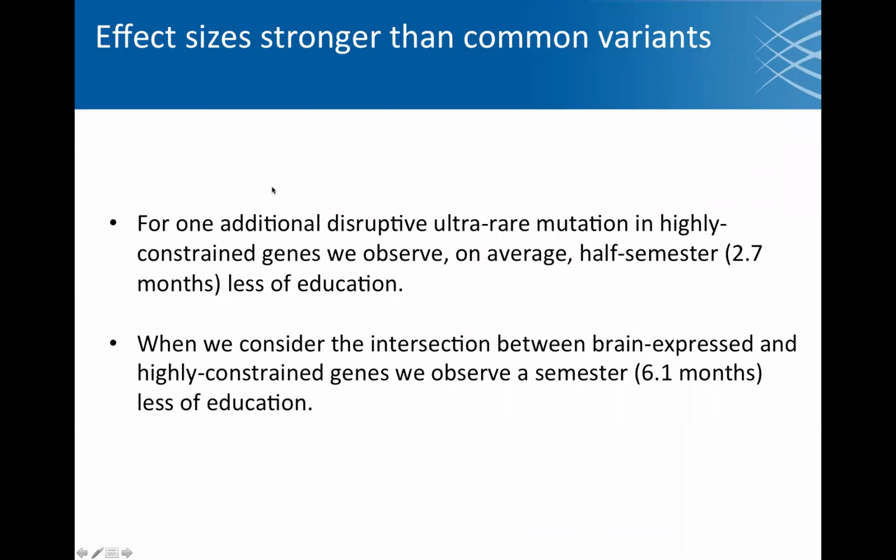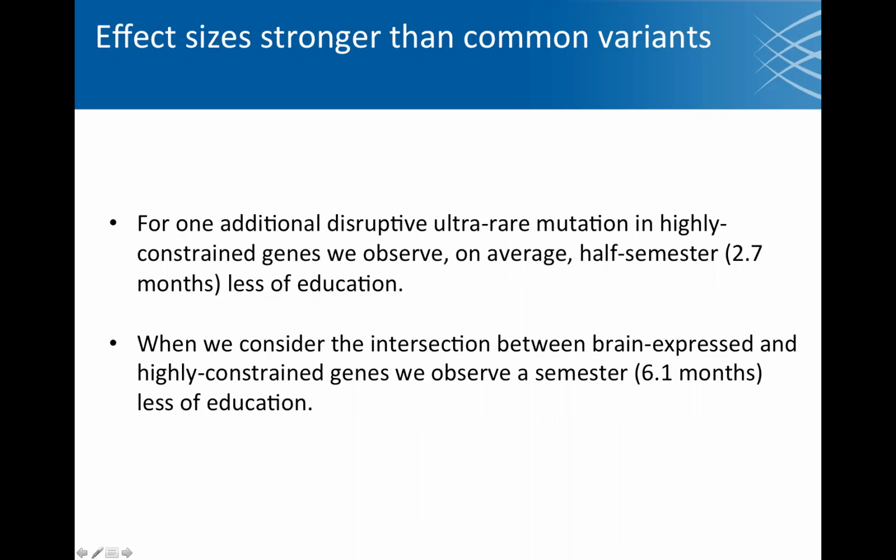Just to speak a little bit about the effect sizes: for one additional disruptive ultra-rare mutation in a highly constrained gene, we observe on average half a semester less of education, 2.7 months. This is slightly higher than what is seen for common variants. There have been GWAS, genome-wide association studies, for educational attainment, and the top hits are around 2 months less of education. So the effect that we see for these ultra-rare variants is stronger than the one for common variants.